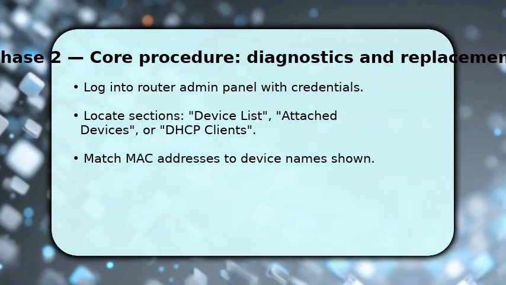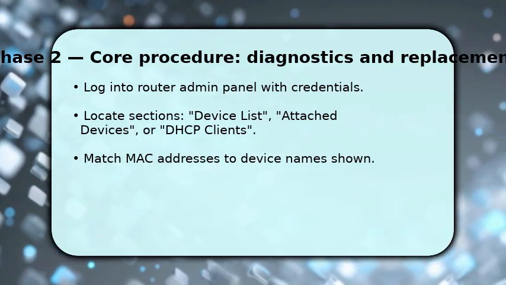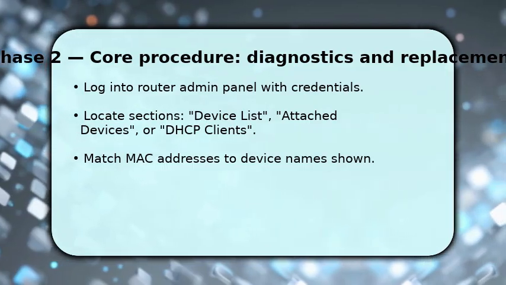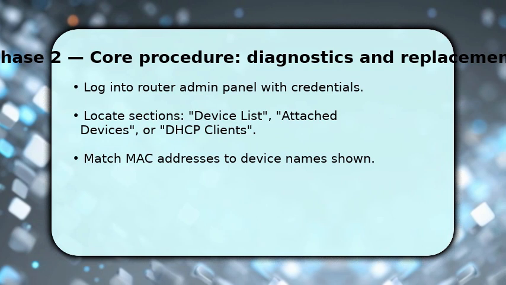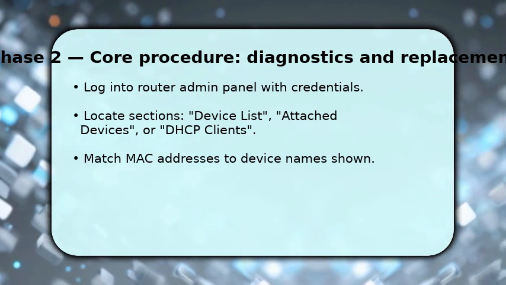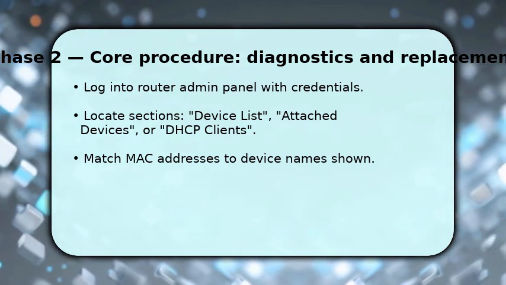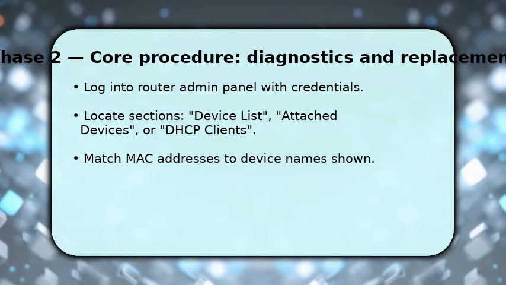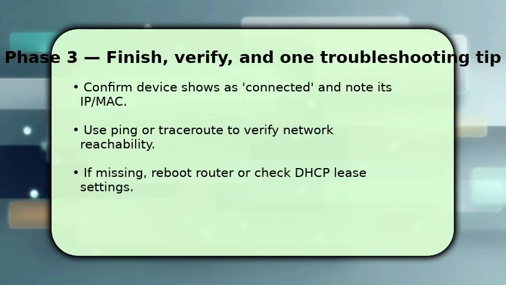To identify unknown entries, compare MAC addresses to those in your device settings or temporarily disconnect one device to see which entry disappears. Make sure to note wired versus wireless connections, because some devices listed may be Ethernet connected rather than on Wi-Fi. Finish by confirming the device shows as connected and record its IP and MAC.